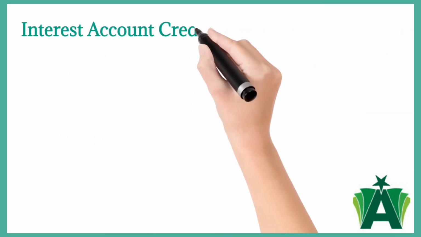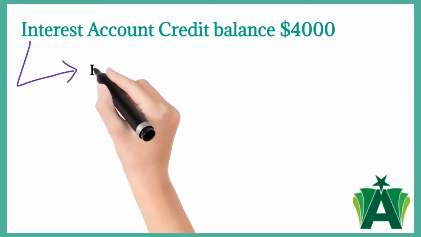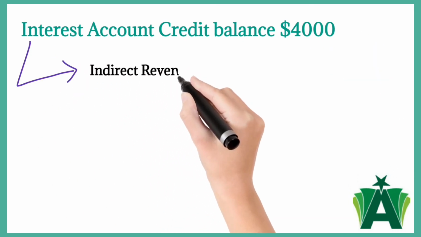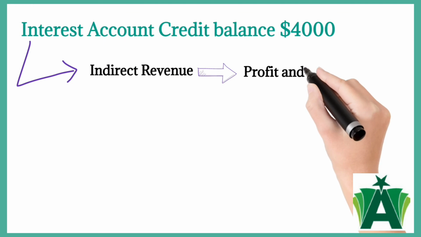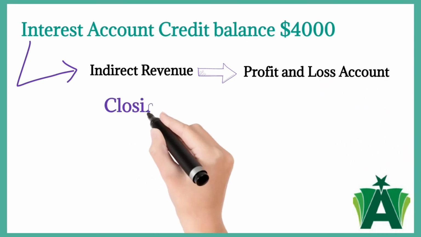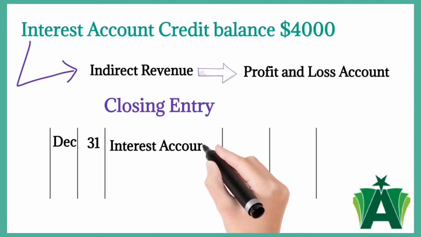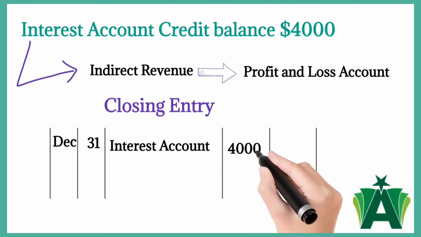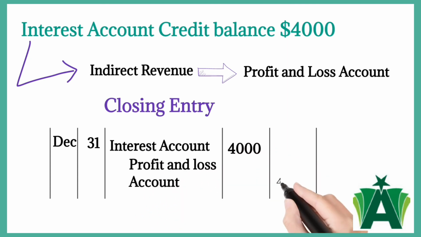Interest account credit balance $4,000. The interest account nature is an indirect revenue, and all indirect revenues are transferred to profit and loss account. The closing entry will be: interest account debit $4,000 and profit and loss account credit $4,000.